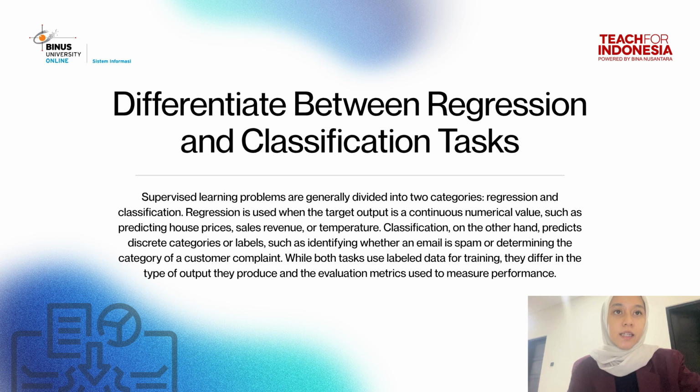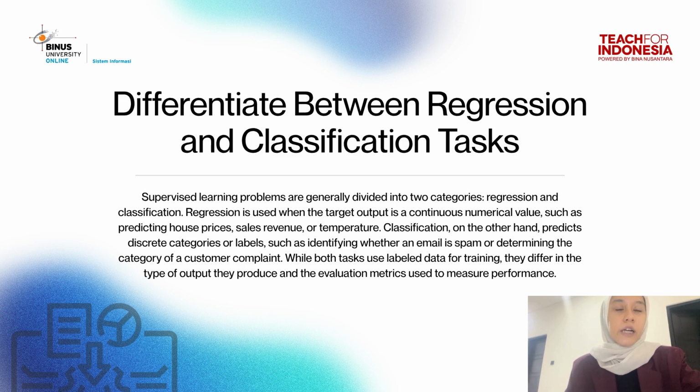Differentiate between regression and classification tasks. Next, supervised learning problems are generally divided into two categories, regression and classification. Regression is used when the target output is a continuous numerical value. For example, it can be used to predict house price, sales revenue, or temperature. Meanwhile, classification is used when the output consists of categories or labels. Examples include determining whether an email is spam or identifying the category of a customer complaint.